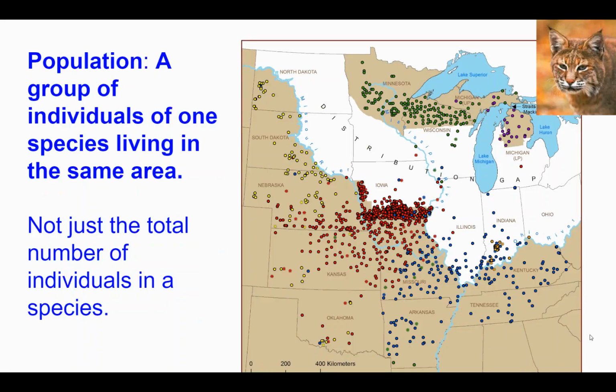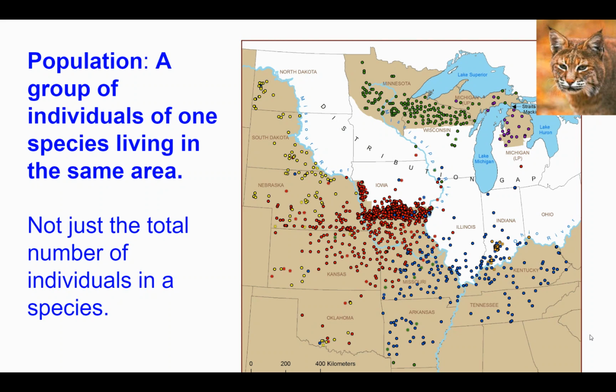On the screen, you can see a map of bobcat populations throughout the Midwest United States. And a lot of students might see this and say, okay, the population of bobcats is every dot that exists on the screen, no matter what color it is. They're all bobcats, so they're all part of the same population. But that's not correct. What we actually see is multiple different populations. We see a green one, a purple population, a red, a yellow, a blue, even an orange population.